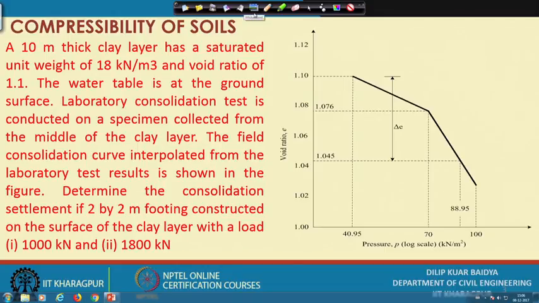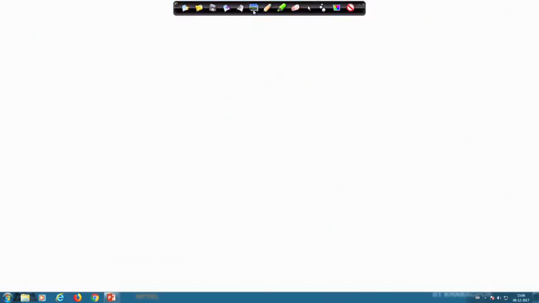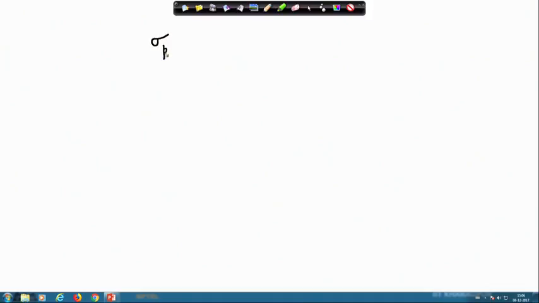So, let me see this problem. From this problem there is a chance of having recompression and compression. From the graph itself you can see sigma PC, the pre-consolidation pressure, is 70 kilonewton per meter square, it is given.